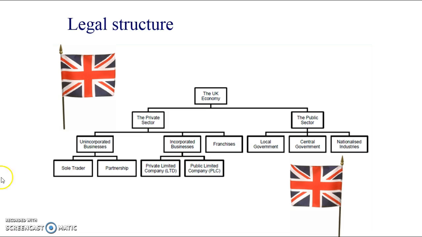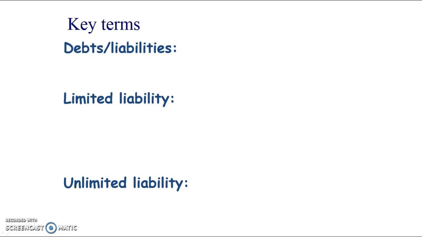Remember, this is the overview of the legal structure in the UK. We've got the public sector, which is run by the government, and we've got the private sector over here. And we were mainly looking at sole traders, partnerships, and LTDs in the first video, although I did do some comparisons with PLC there, so it's worth giving that a watch as well. But here are some key terms for this video.